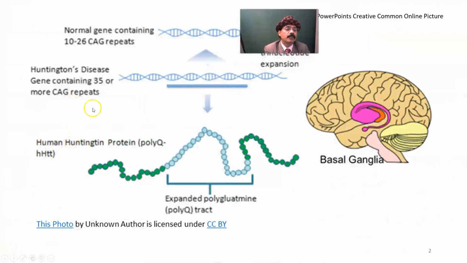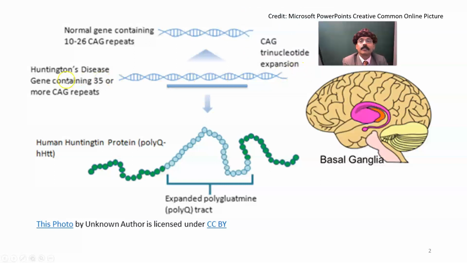Okay, what structure of the brain is affected? It affects the basal ganglia. The caudate nucleus and putamen are part of the basal ganglia. And it also involves the frontal lobe of the brain and the temporal lobe of the brain.